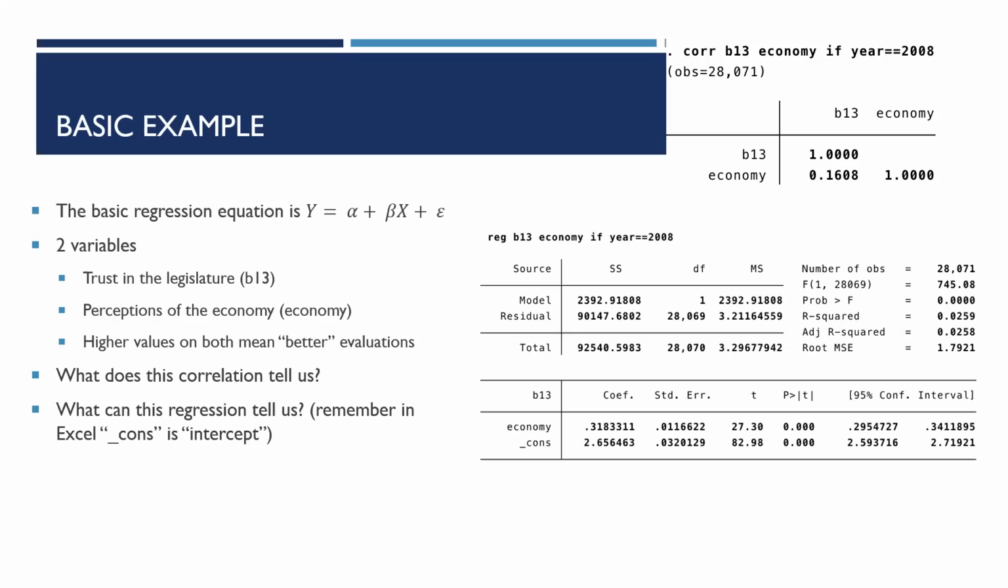What can we infer from this output? And we really want to practice this because this is essentially what you're going to be doing in your final paper. Let's start with the coefficient on our independent variable, perceptions of the economy. How would you interpret that? Just in intuitive terms.